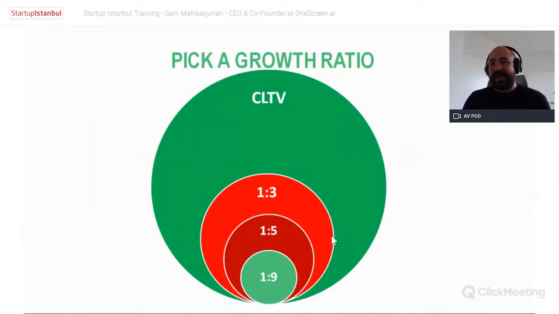The ratio that you pick from your CAC to your LTV is really a strategic conversation that you have with your investors and with the other leadership at your company. If you think of the customer lifetime value as this pie, how much of this pie are you willing to give away in order to acquire a new customer? You might be willing to spend 1/9 of the customer's lifetime value to acquire them. That's a ratio of 1 to 9, or 1/5 or 1/3.